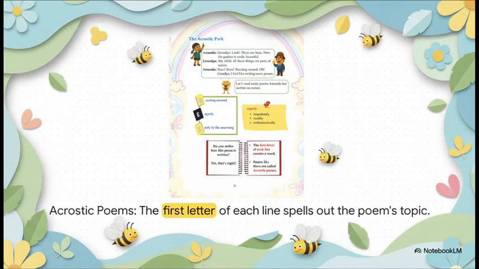Next in the gallery are acrostic poems, and the rule here is so simple and satisfying. The first letter of each line works together to spell out a word, usually the poem's topic. So here we see an example for BEE, buzzing around, eagerly, early in the morning. Simple, structured, and very creative.